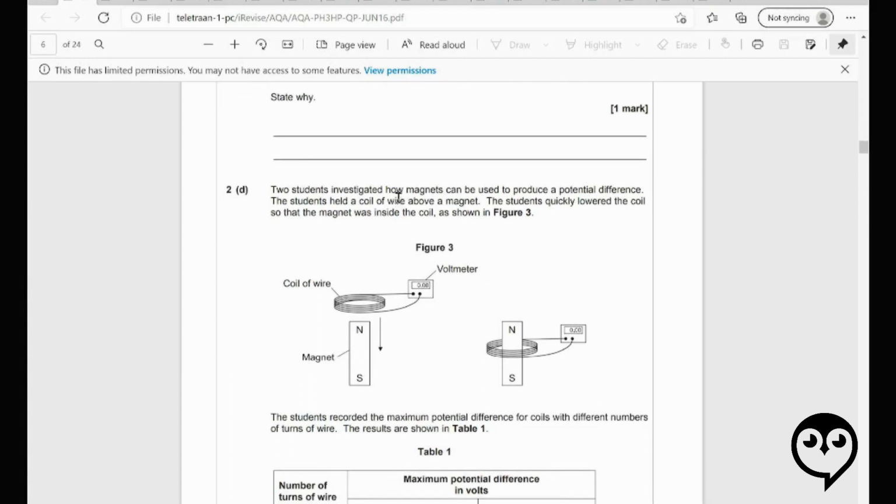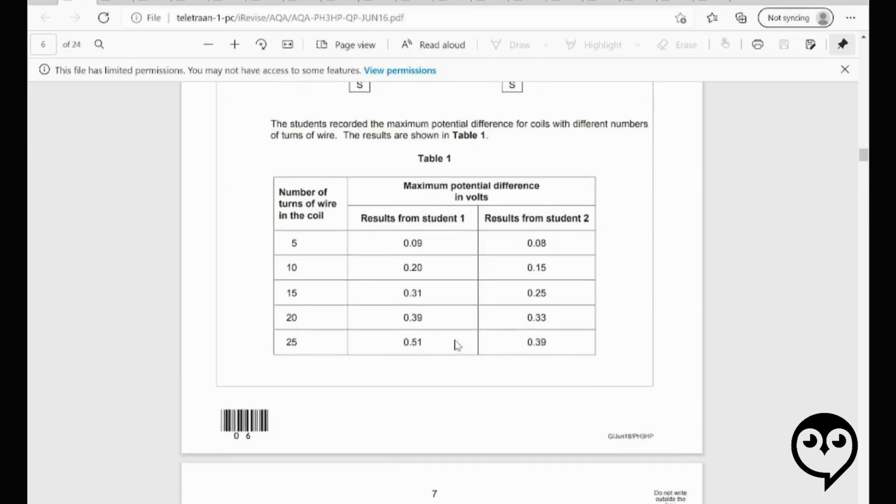Here, this is a lovely looking question. We've got investigating how magnets can be used to produce potential difference. So the magnet is here. Students quickly lowered the coil. So here's a situation where we don't move the magnet, we move the coil around the magnet. They recorded the potential differences in this table here, 2 different students. Results kind of similar. You can see they start to get a lot higher as we move on for student 1.